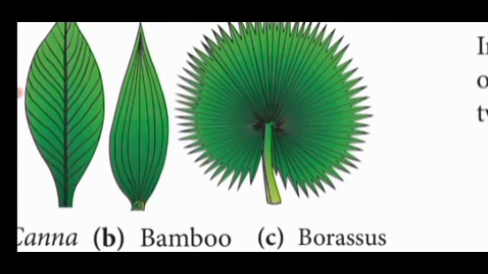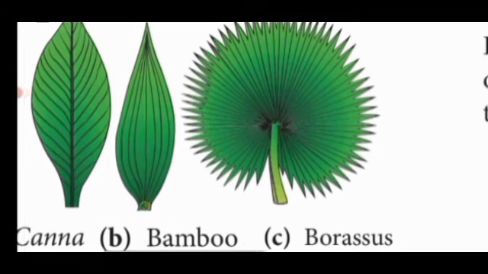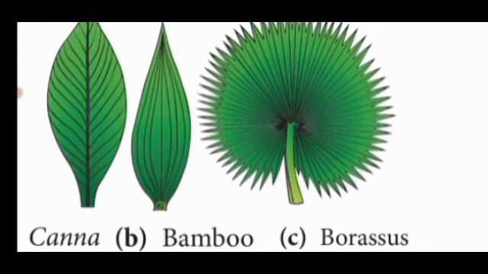In the divergent type, all the principal veins originate from the base and diverge towards the margin of the leaf, looking like a fan. Example, Borassus. Convergent type: all the principal veins run parallel to each other from the base of the lamina and join at the apex, as in bamboo, rice, water hyacinth. In this plant, the leaf is palmately parallel venation which shows the divergent type.